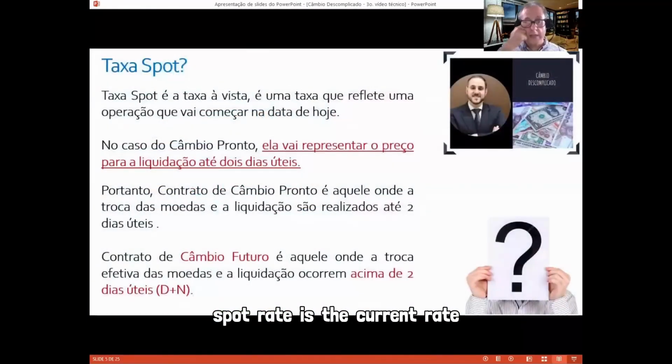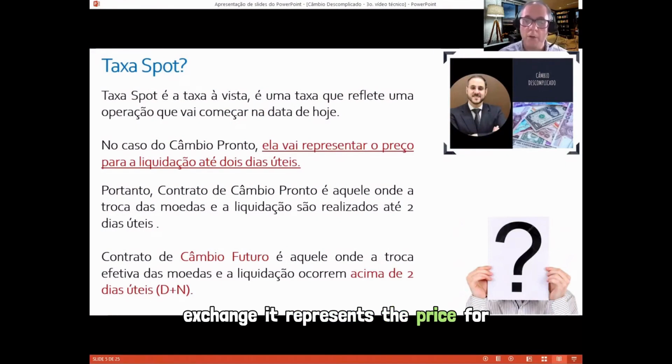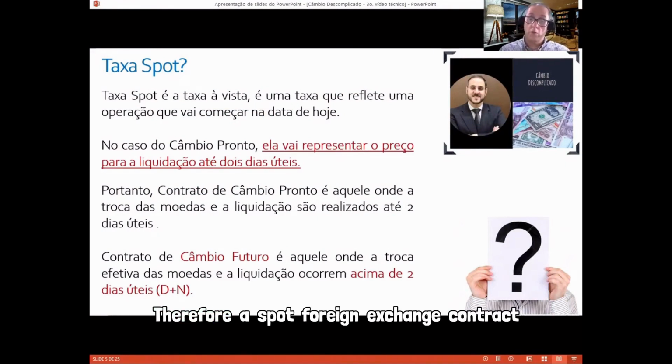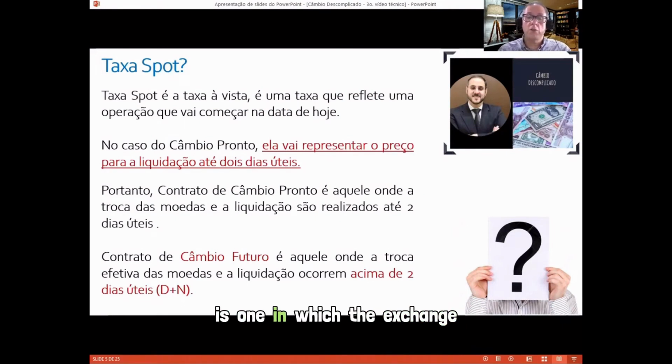Well, the spot rate is the current rate. It's a rate that reflects a transaction that will begin today. In the case of spot foreign exchange, it represents the price for settlement within up to 2 days. Therefore, a spot foreign exchange contract is one in which the exchange of currencies and settlement are carried out within 2 business days.